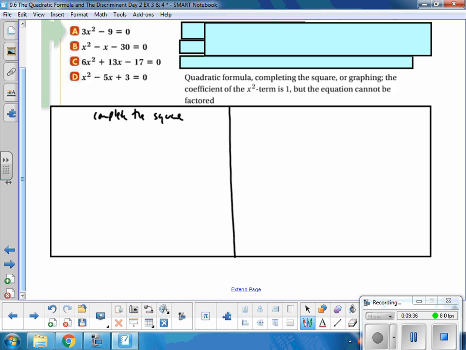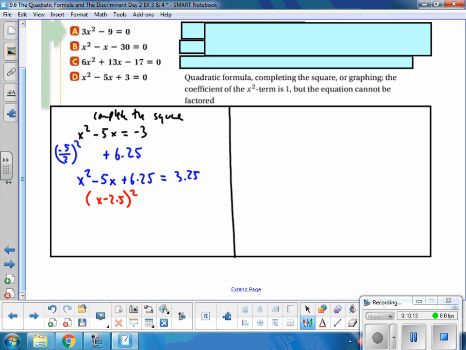For this one, I'm going to take 5x squared minus 5x equals negative 3. I'm going to figure out what my c term is over here. So I use my b term, half of it squared, which means I need to add 6.25 to both sides to get my perfect square. I end up with negative 3 plus 6.25, which is 3.25, and an equation x minus 2.5 squared equals 3.25.